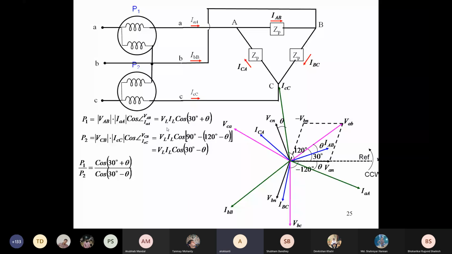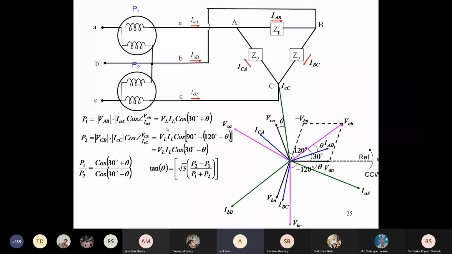So if you do P1 by P2, you get cos(theta plus 30) divided by cos(30 minus theta). From here you can do all these trigonometric manipulations and you can find out tan theta equal to root 3 (P2 minus P1) by (P1 plus P2). So what is theta? Theta is the angle between VAB and IAB. Theta is basically the power factor angle.